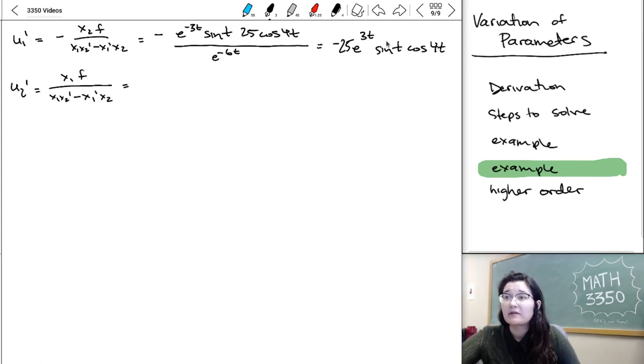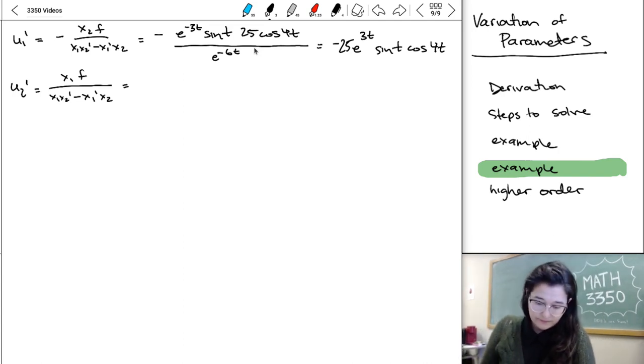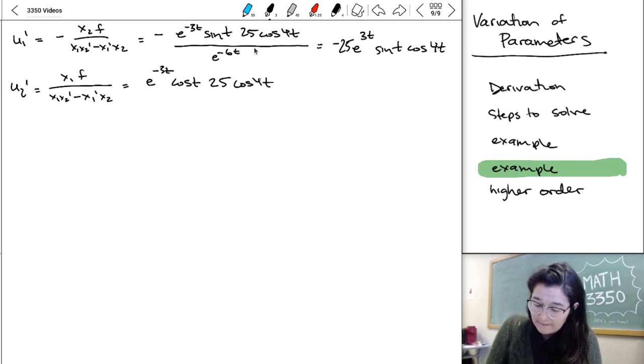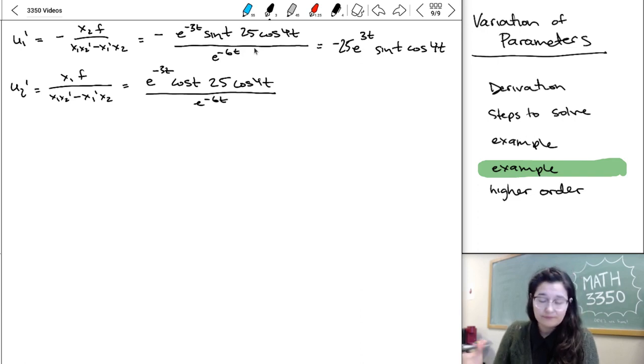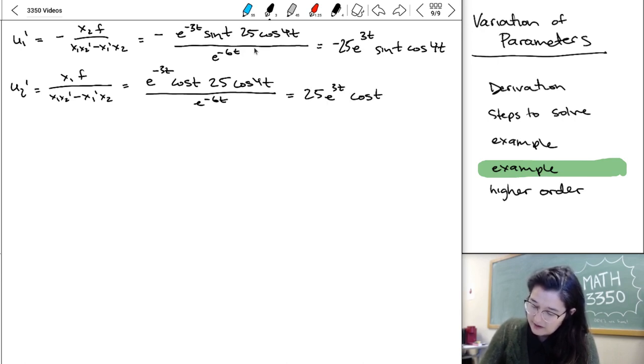And I'm going to pull my number out front, minus 25, sine t cosine 4t. So if simplifying the exponents was difficult for you, I find it easier to always get rid of things in the denominator, just swap the sign, and then you do your normal adding or subtracting exponents. And then for u2, my x1 was e to minus 3t cosine t, and our f is the same, 25 cosine 4t, divided by e to minus 6t. So again, that same simplification gives us e to 3t times cosine t times cosine 4t.